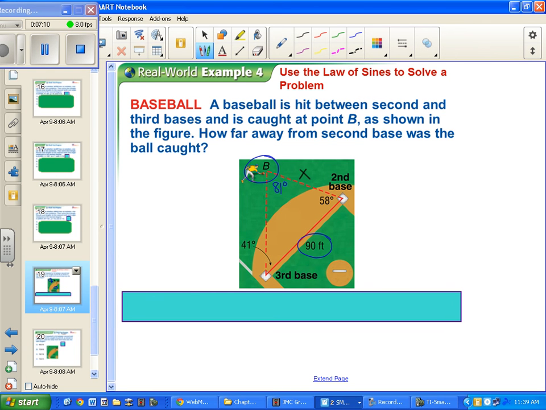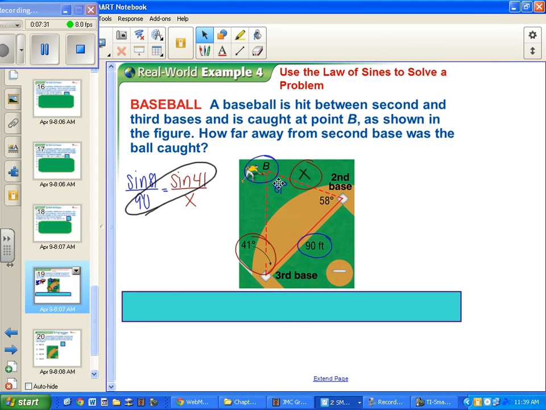So that's 81 degrees. So we would say sine of 81 over 90 equals, trying to find x, so let's relate. 41 is related to x. So sine of 41 over x. Cross multiply and divide. So type in 90 times the sine of 41 and divide that by the sine of 81. And we find our total for x to be 59.7. So let's round it up, 60 feet away.